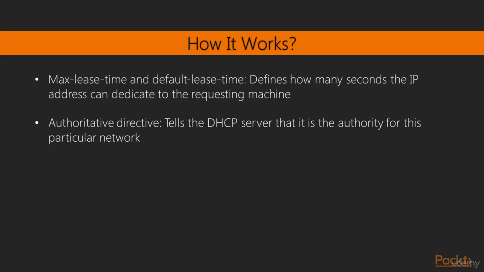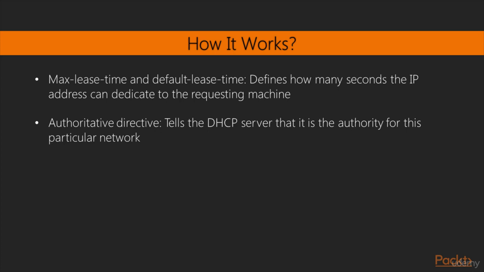Max lease time and default lease time. This defines how many seconds the IP address can dedicate to the requesting machine. Clients can also request for a specific lease length. Max lease time puts a cap on how long they can request it for, while default lease time comes into play if they don't request a specific lease length. Longer leases cut down on the number of IP address changes you may experience, while shorter leases make sure that you don't run out of IP addresses if you have a lot of short-term users on the network.